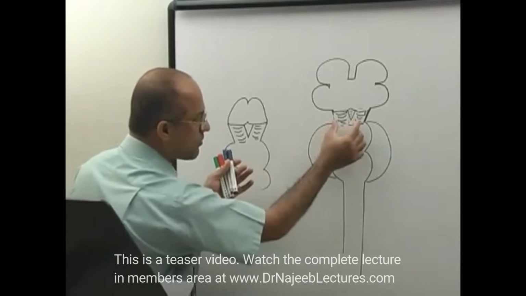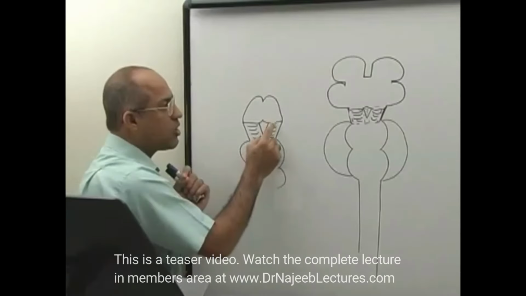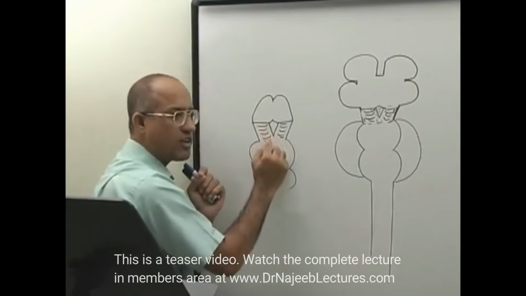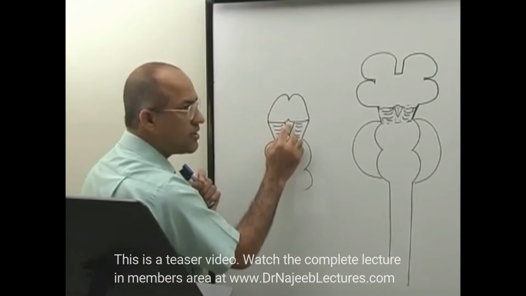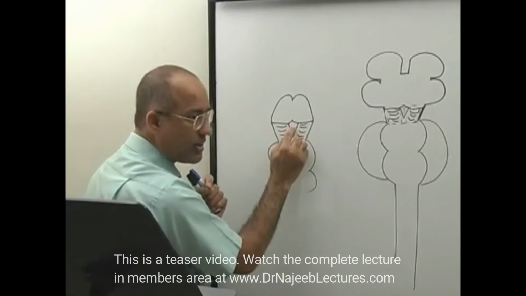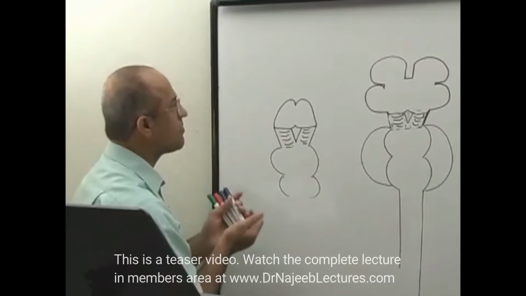And this is from the front. So we say that when we look at the midbrain from the front, we can see the right and left crus cerebri. In between them, there is a little depression, and we call it the interpeduncular fossa.